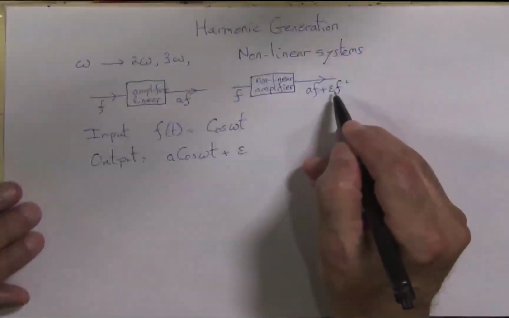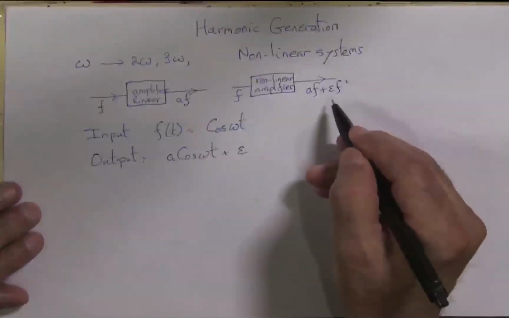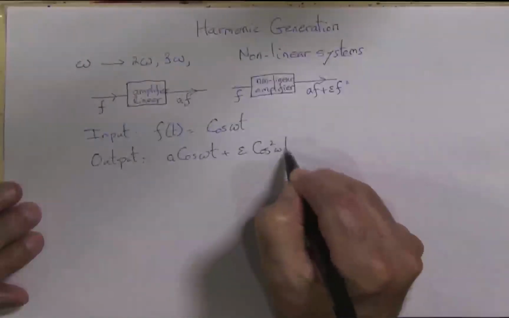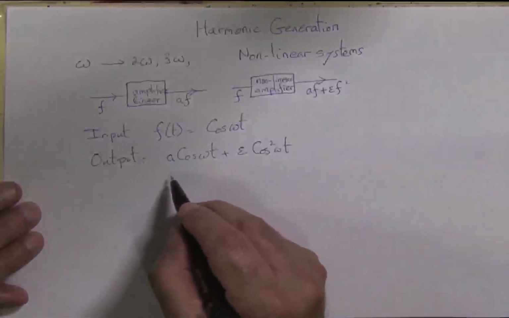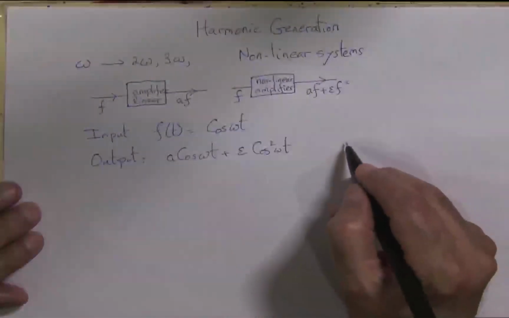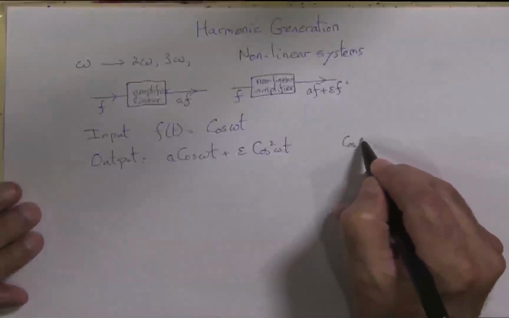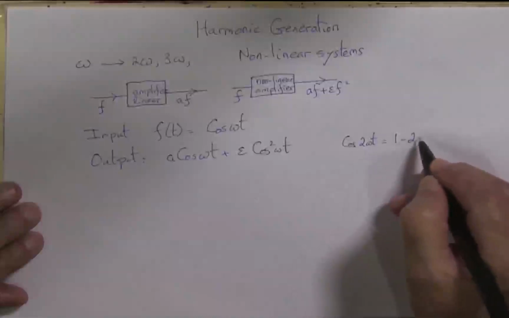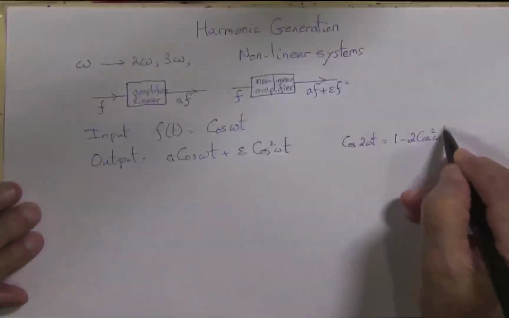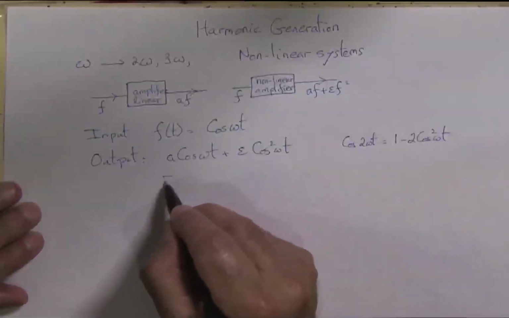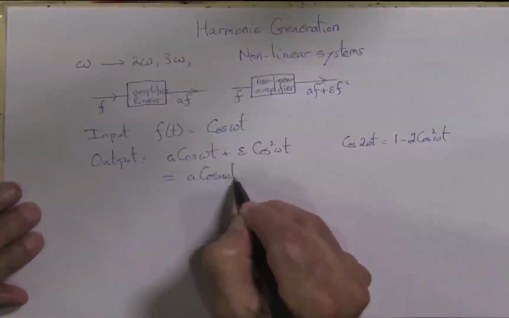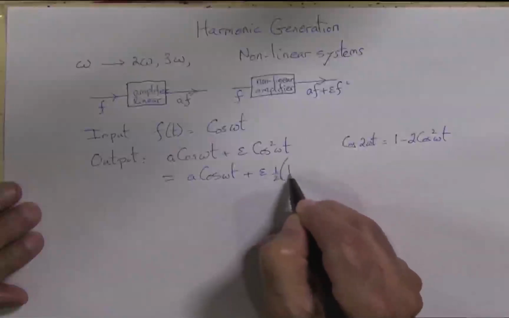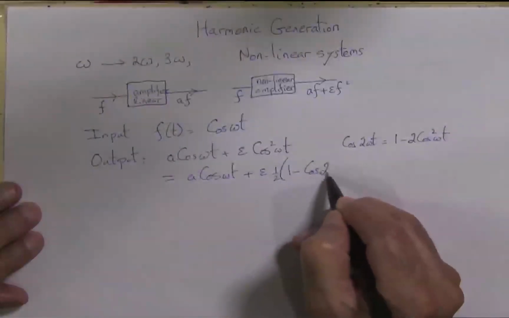This epsilon could be quite small, maybe it's a tenth, maybe it's a hundredth, whatever, times f squared, cosine squared of omega t. Now you remember that cosine of 2 omega t is equal to 1 minus 2 cosine squared of omega t. And so this is actually equal to a cosine omega t plus epsilon into half 1 minus cosine 2 omega t.